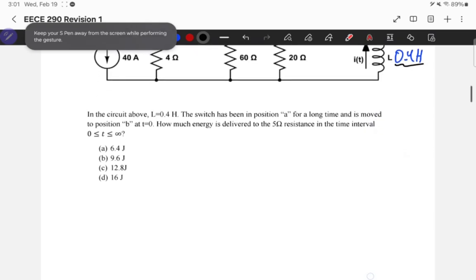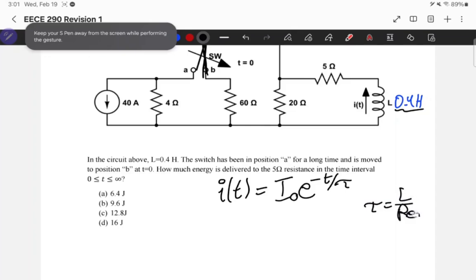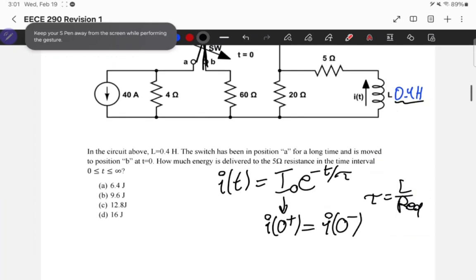So we know that if I want to get the current in the inductor, it will be I of t equal to I0 exponential minus t over tau, where tau is L over R equivalent, or R that is seen by the inductor. This I of 0, this is I at 0 plus, which is equal to I at 0 minus, because the current across the inductor is continuous. The current can't do a jump or a discontinuity during any time. It needs to be continuous across the inductor.